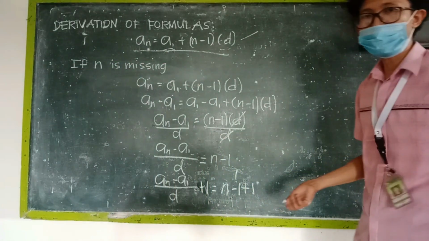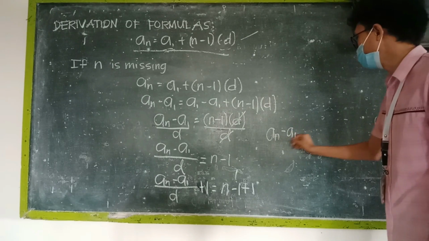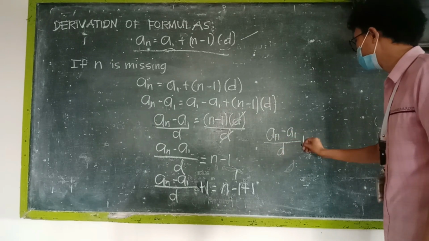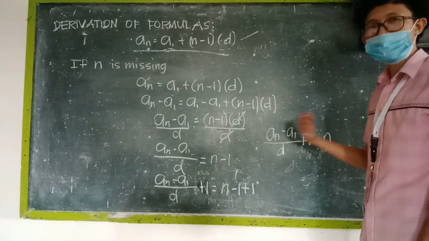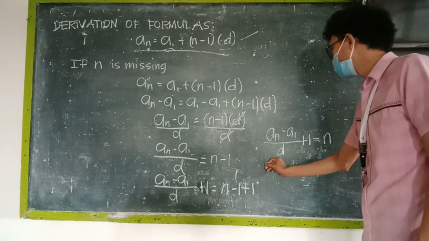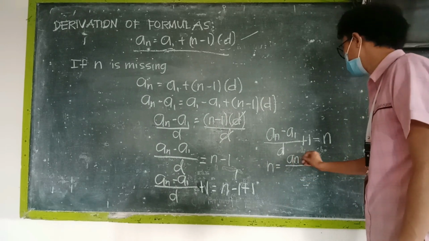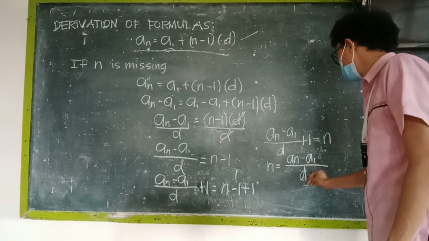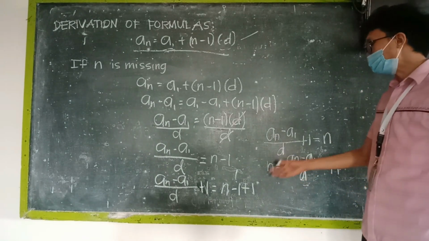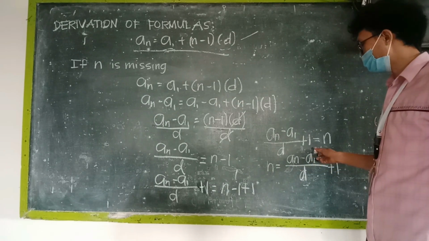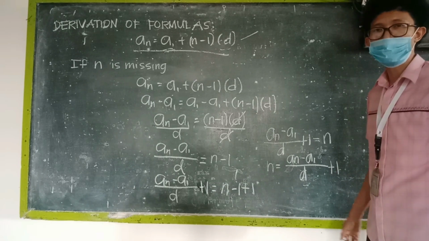So, to complete the formula, we have a sub n minus a sub 1 all over d plus 1 is equal to n. Or by symmetric property of equality, we have n is equal to a sub n minus a sub 1 all over d plus 1. So, kapag ang n ang hinahanap, ito ang magiging formula natin. A sub n minus a sub 1 all over d plus 1.